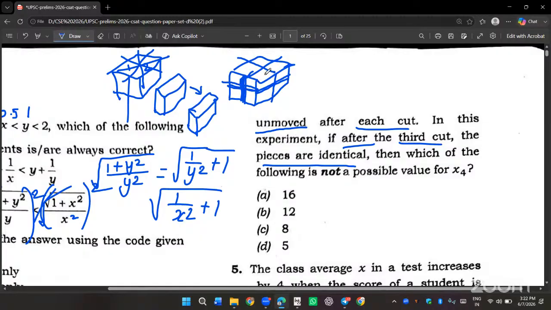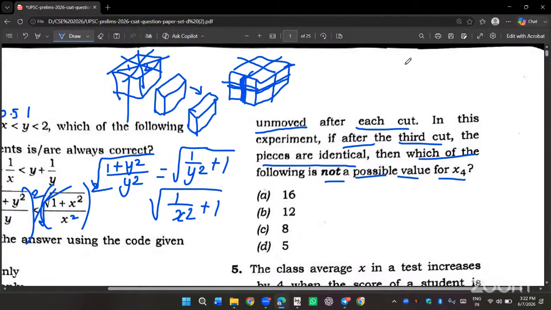So four top pieces, four bottom pieces, eight pieces, three cuts over. Okay, three cuts over. Then after the third cut, the pieces are identical. Good. Then which of the following is not a possible value for x4?